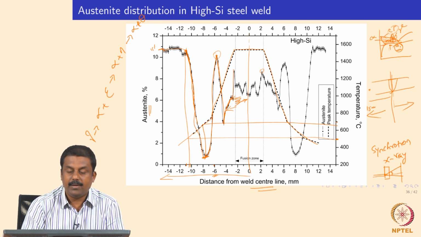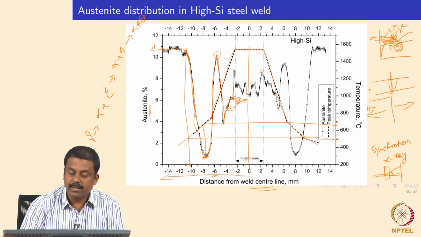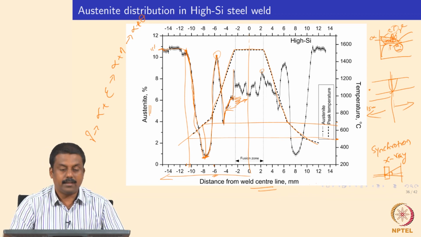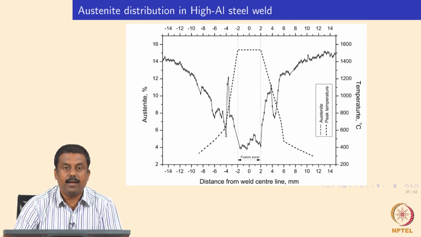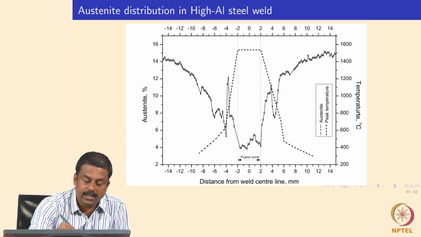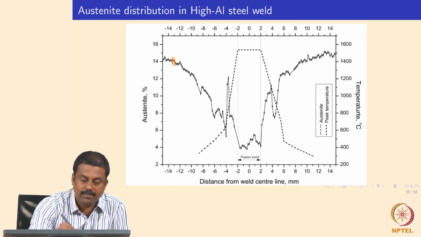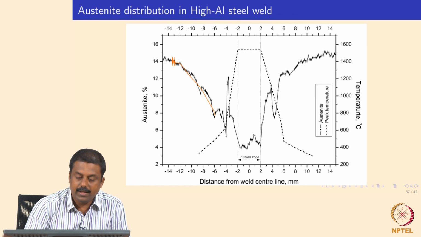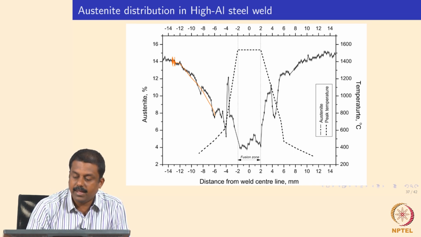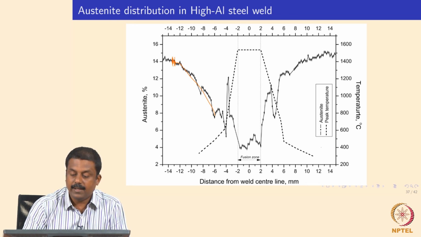explained using this graph. So in the case of high silicon steel and high aluminum steels, you will see a similar effect. Only thing is the stability of retained austenite is much lower in high aluminum steel than the high silicon steel. So, you see again the effect until, say, 11 millimeter or so, you see no effect, and then subsequently it decreases, okay, until the peak temperature reaches the A1 temperature.